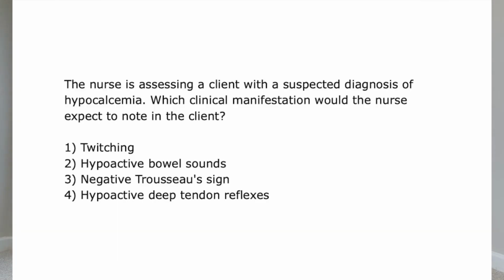All right. Number 7. The nurse is assessing a client with a suspected diagnosis of hypocalcemia. Which clinical manifestation would the nurse expect to note in the client? 1, twitching, 2, hypoactive bowel sounds, 3, negative Trousseau sign, or 4, hypoactive deep tendon reflexes.